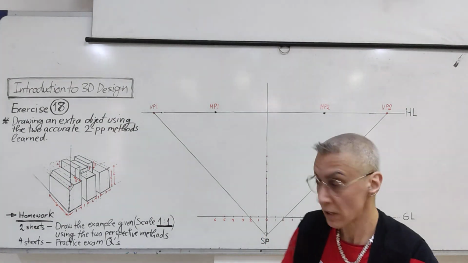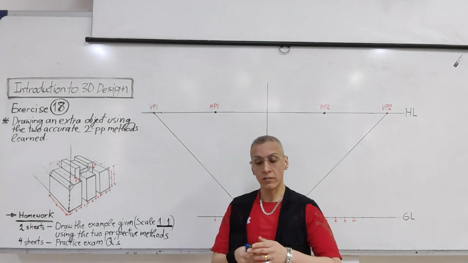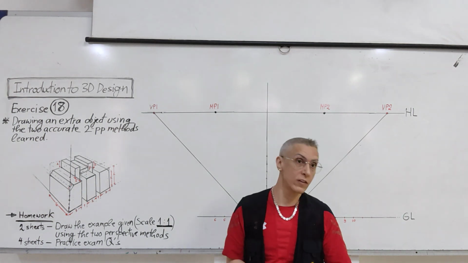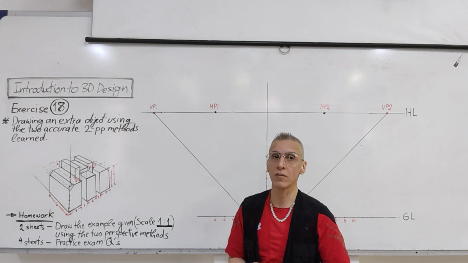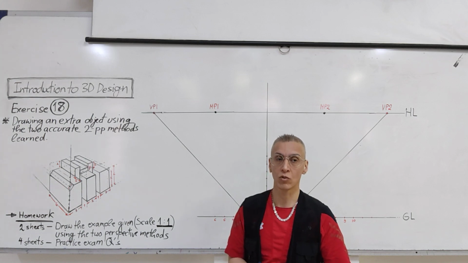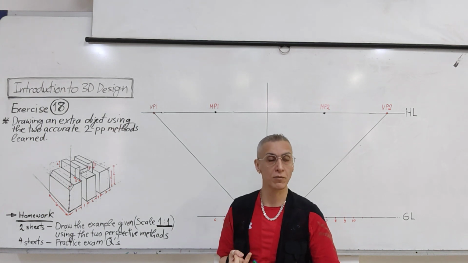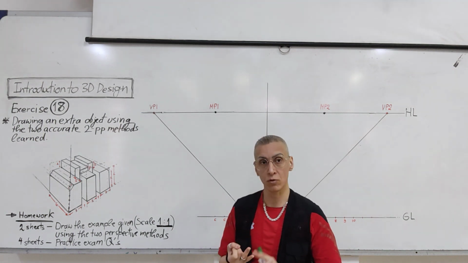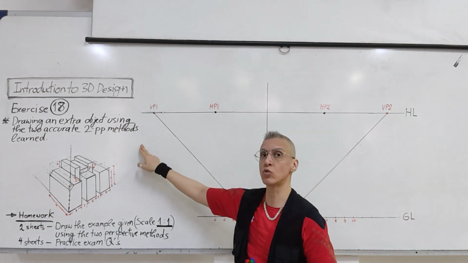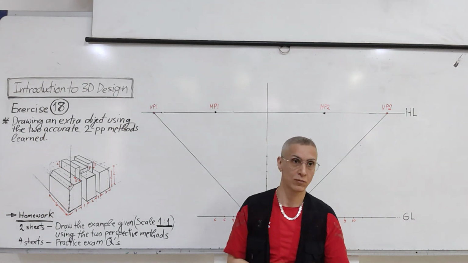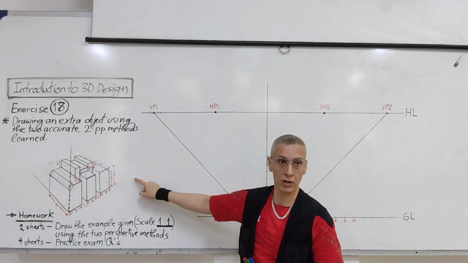Today we have exercise 18. We will not have any new techniques today to explain, but we will revise the previous two techniques. So, the two methods, the measuring perspective and the revolved plan view, method A, method B, for drawing accurately in two-point perspective. Okay? To revise it, we will draw this object.